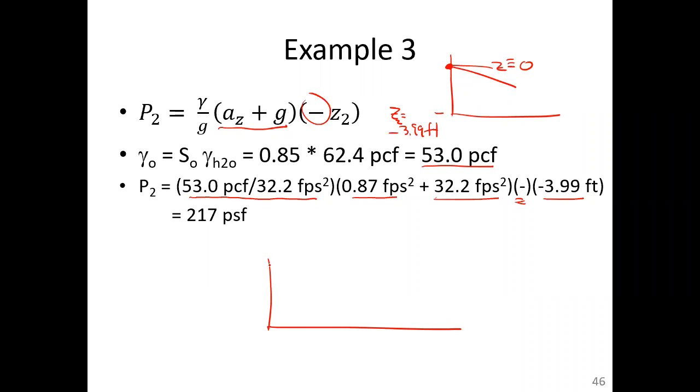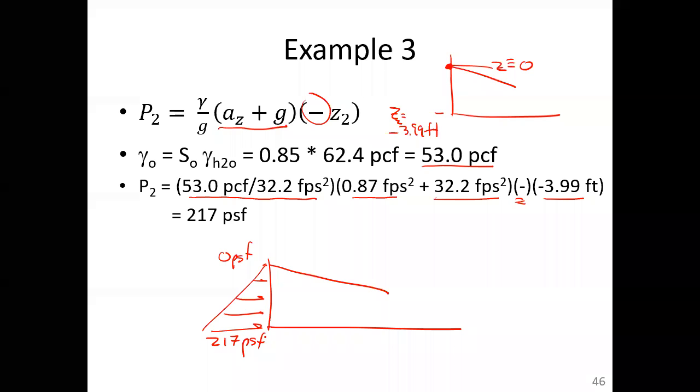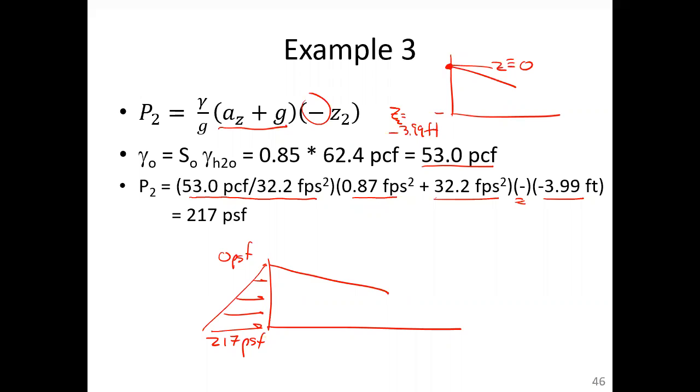So if this is our container, our pressure distribution looks like this. It goes from 0 PSF, pounds per square foot, at the surface down to 217 pounds per square foot. It's a linearly changing pressure distribution.